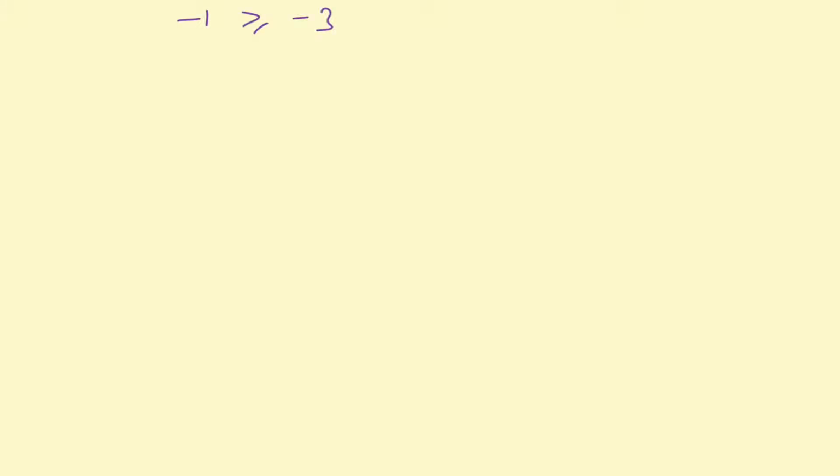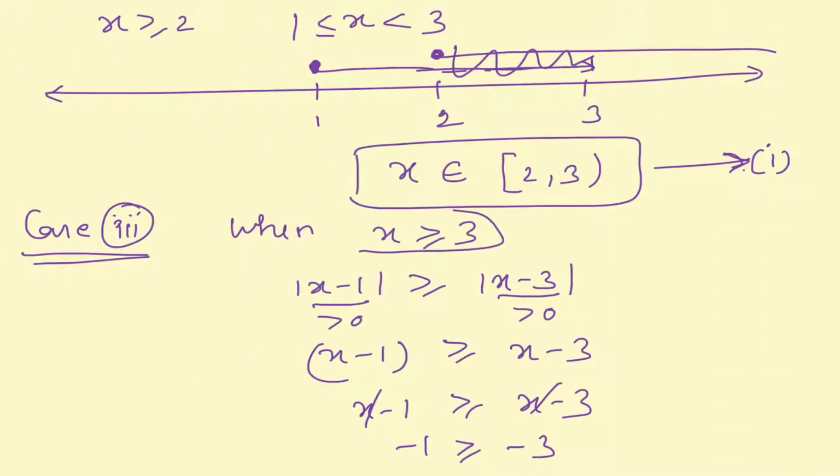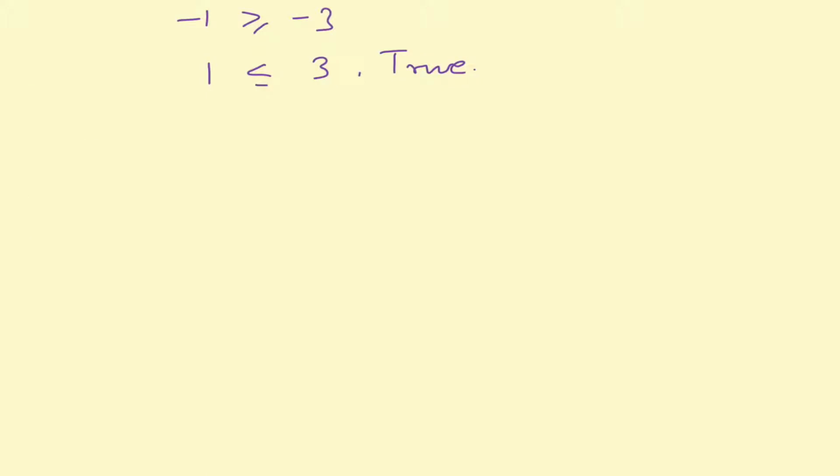Or we can call it 1 is less than or equal to 3. So this is true. That means we'll have to take this x greater than or equal to 3, which is true for all. Therefore the answer is x greater than or equal to 3. That is the answer in this case, and we can call this equation second.